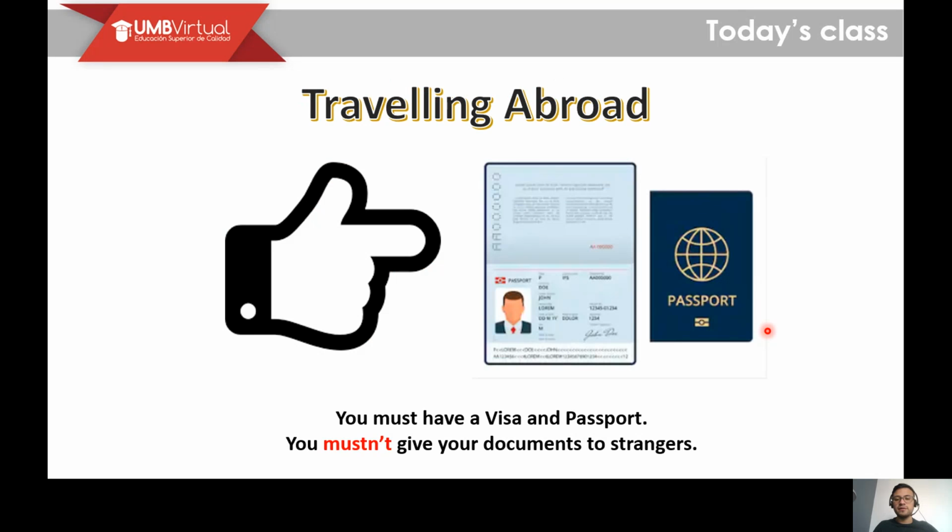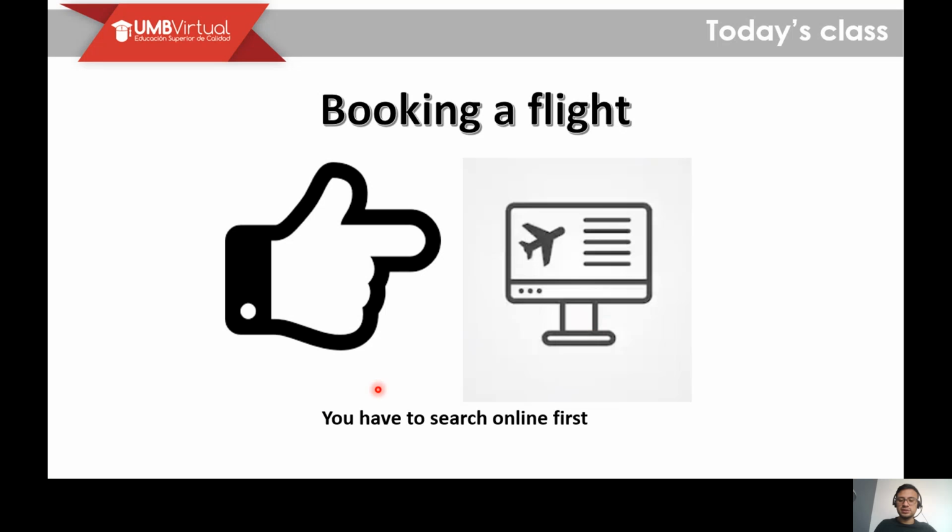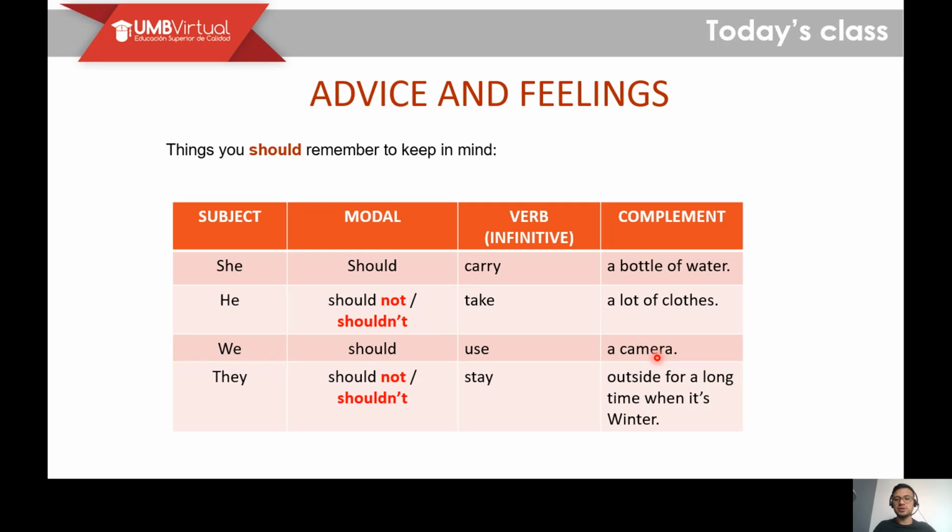Okay, when traveling abroad, for example, we have these sentences. You must have a visa and passport. You mustn't give your documents to strangers. You have to search online. So both are used in the same way according to this topic.